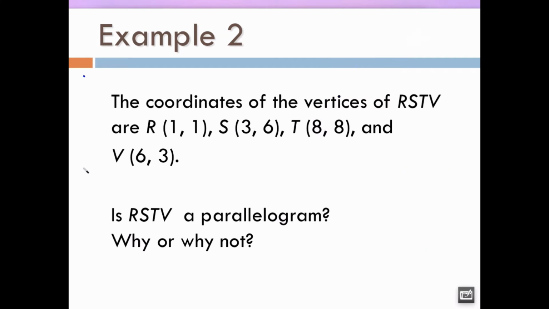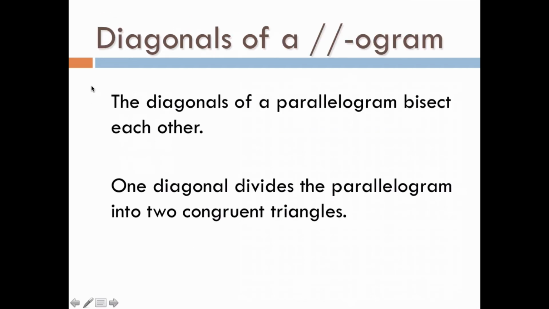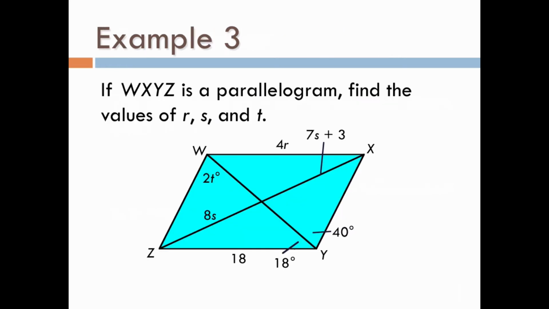Whoops, keep doing that. Come on. There we go. We talked about this already. The diagonals bisect each other and they divide it into a whole bunch of congruent triangles. That's done. Nice. Okay. Using that information, solve for RS and T, please.